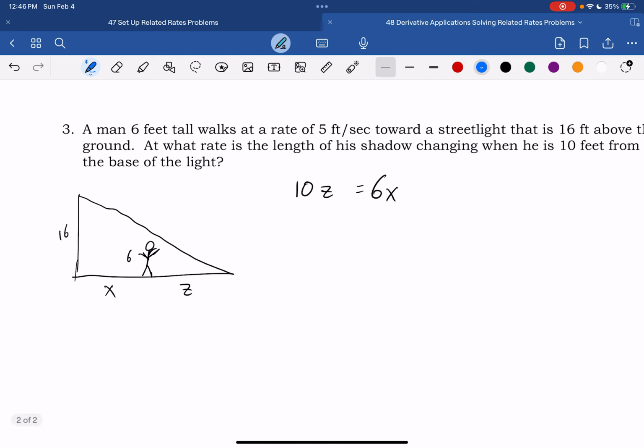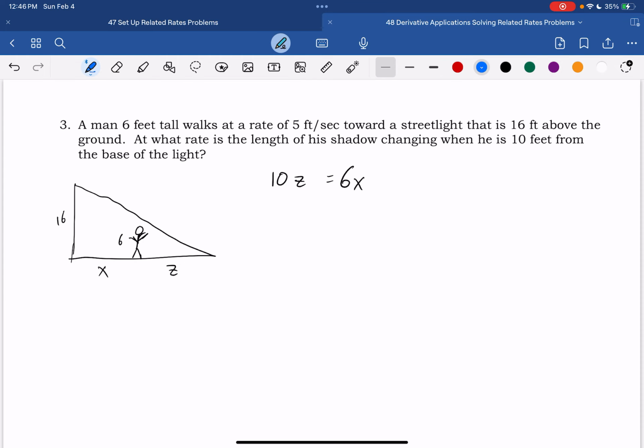And that brings us to the third one that we looked at, another common situation that we might run into with these problems. We have a man 6 feet tall walking at a rate of 5 feet per second towards the street light that is 16 feet above the ground. At what rate is the length of his shadow changing when he is 10 feet from the base of the light?